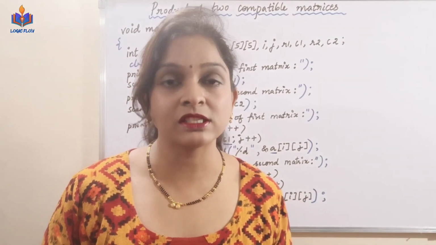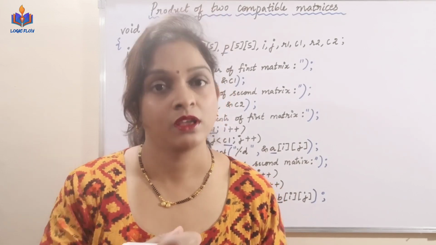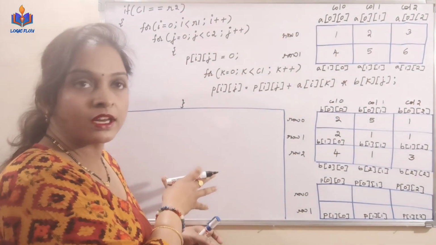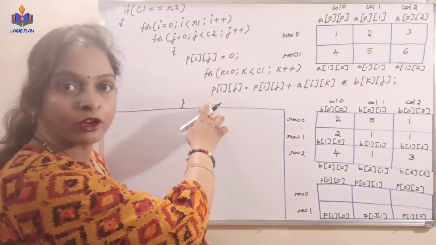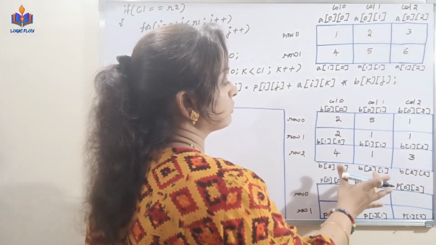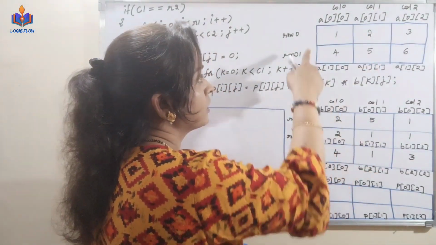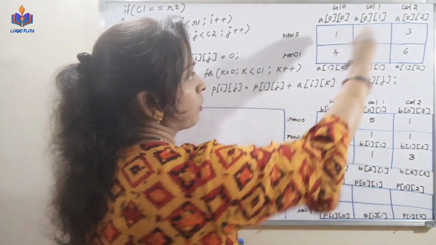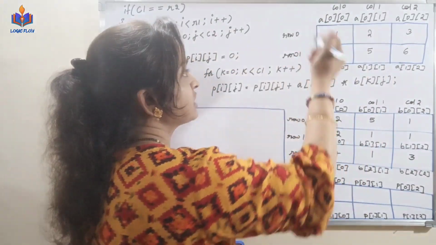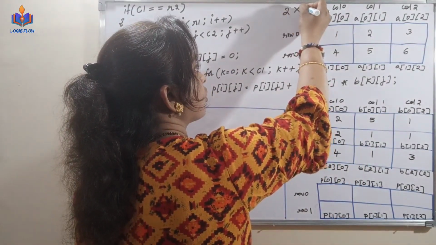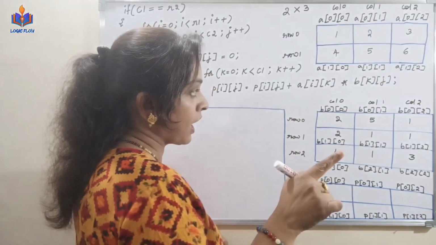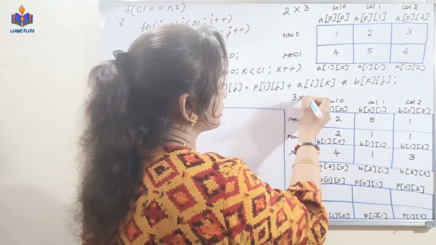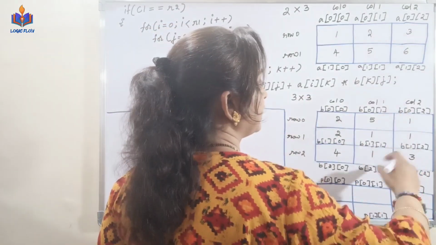After reading the elements, the process of performing the product, the multiplication of the two matrices, starts. Here I have written the code for performing the product of two matrices. And here we have the memory representation of the two matrices: first matrix A, second matrix B. Assume we have read the elements 1, 2, 3, 4, 5, 6 for the first matrix, which is of order 2 cross 3, 2 rows and 3 columns, and matrix 2, that is B, which is of order 3 cross 3, that is 3 rows and 3 columns.